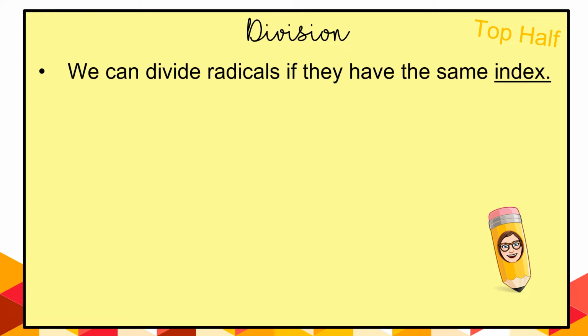First and foremost, a general math rule. We can only divide radicals if they have the same index. Now, if we're in Algebra 1, we're probably going to stick to just square roots, so this won't affect you. But if we are going into geometry or Algebra 2, you could have cube roots, fourth roots. Then you have to make sure they have the same index.